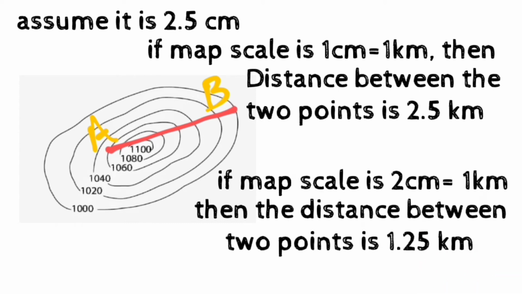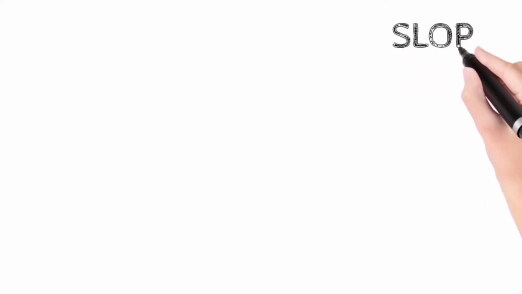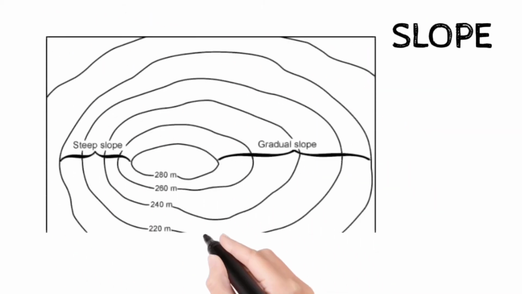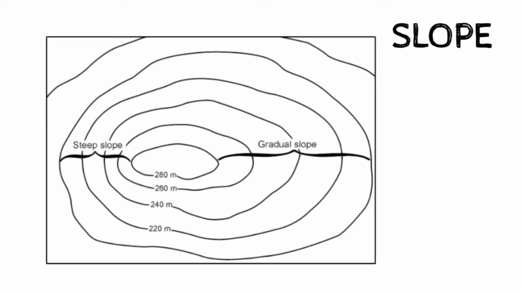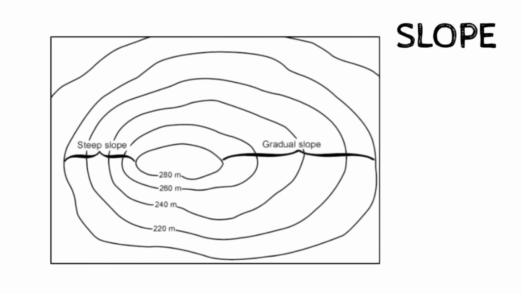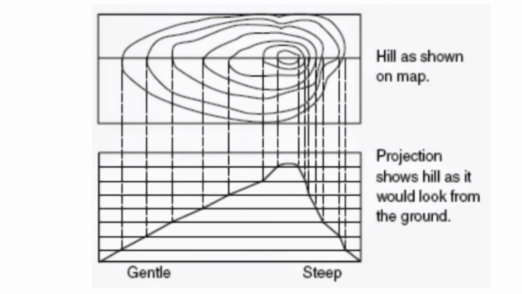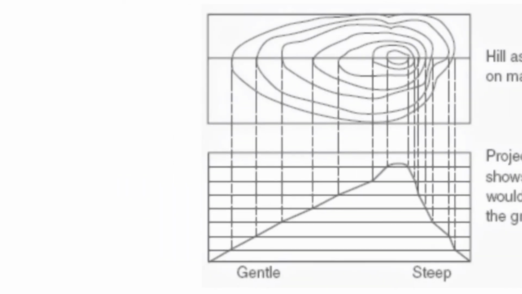Apart from height and all, contour lines also tell us about the slope of the landform. In order to check the slope, we need to notice the gap between each contour line. Closely spaced contour lines indicate steep slope, whereas widely spaced contour lines indicate gentle slope. And through this picture, you can easily understand how closely spaced contour lines give rise to a steep slope and how widely spaced contour lines give rise to a gentle slope.